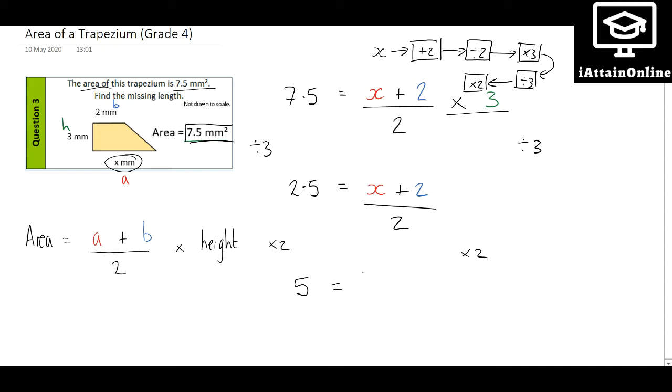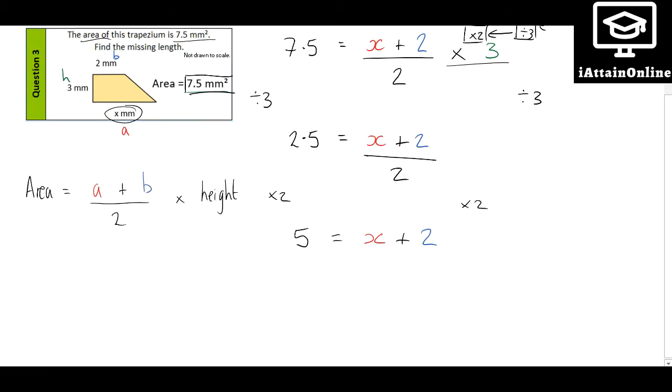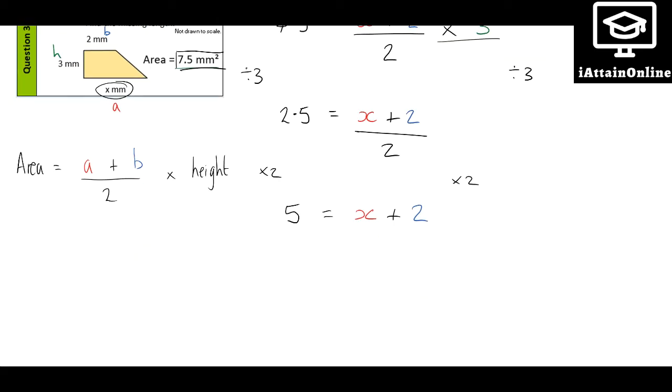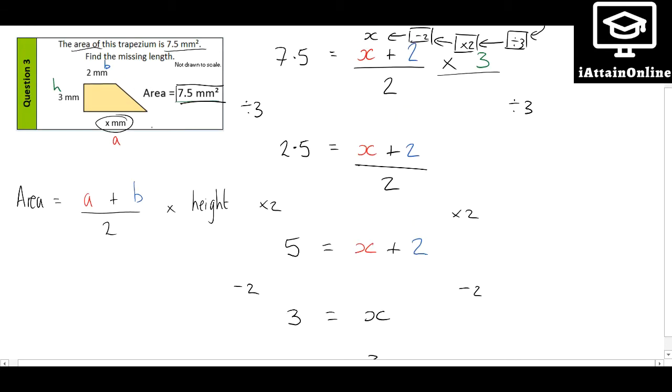That gives me 5 is equal to x plus the 2. And then finally, going back to this function machine at the start, to undo adding 2, I'm going to take away 2, and that would tell me what my x value was. So from both sides of this equation, I'm now going to take away 2, and that tells me that 3 is equal to x, or x is equal to 3. They're the same thing. So in this case, x was 3 millimeters.